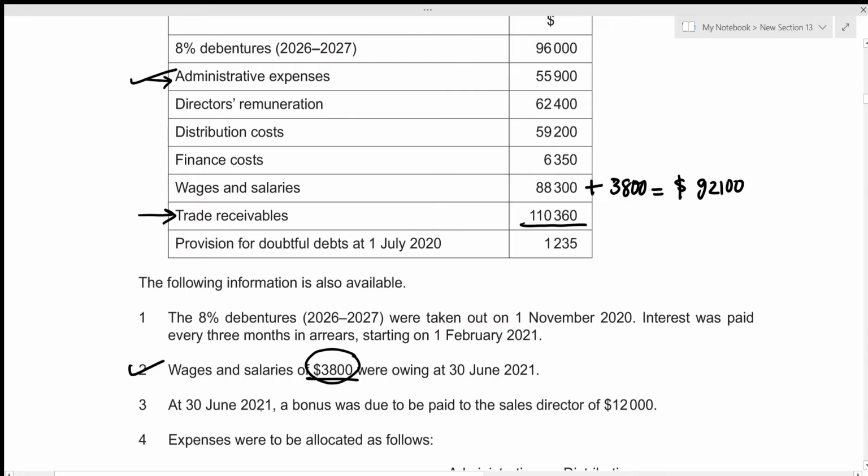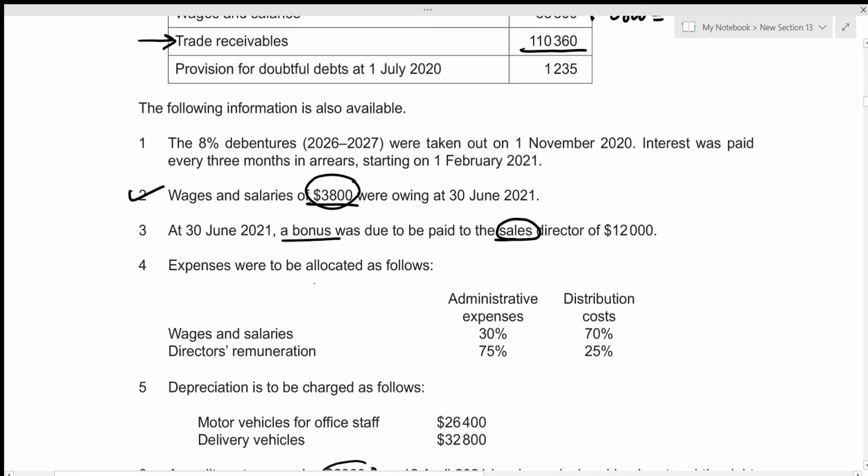Then at 30 June 2021, a bonus was due to be paid. So this is bonus outstanding to the sales director. So this is an expense concerning the sales. So this is not recorded under administrative expenses, but this is allocated towards the distribution costs. Then we are given expenses to be allocated. So for administrative expenses, we are given it right here. We need to allocate 30% of wages and salaries, and then 75% of directors' remuneration to administrative expenses. So that's the third thing that we need to record under the administrative expenses.